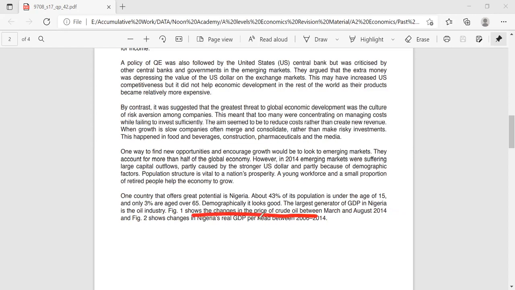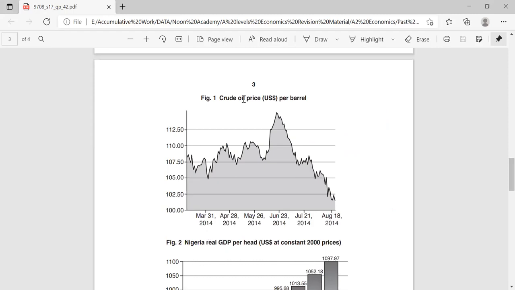Figure 1 shows the change in price of crude oil between March and August 2014, and figure 2 shows the change in Nigeria's real GDP per head between 2006 and 2014. Now have a look at this. What is this showing us? Crude oil price, US dollars per barrel. What was the price of crude oil per barrel from March 2014 to August 2014? That is more than 1 year, basically.